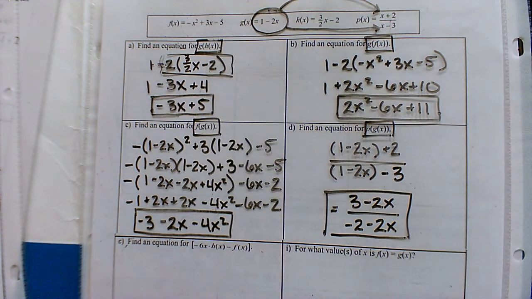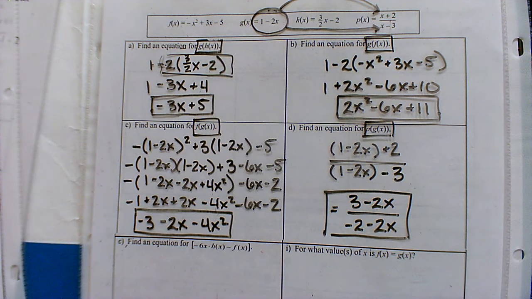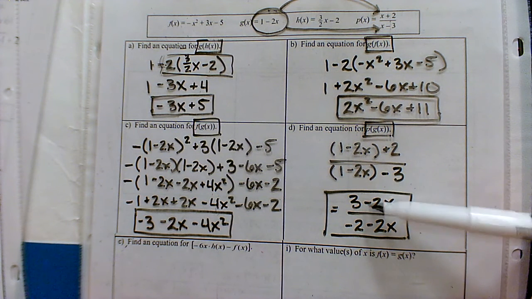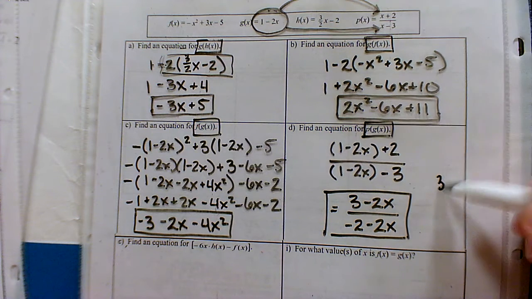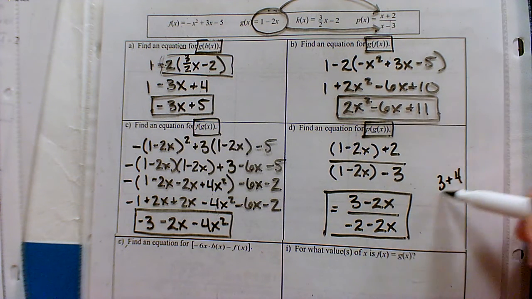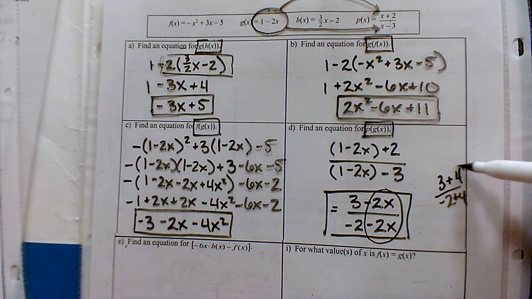Some of you might be thinking, well, I should be able to cancel out those negative 2's and those x's, right? Because technically one's up top and one's down below. But that's not how cancellation works in division if you are subtracting or adding things together. For instance, just as an example, if we had 3 plus 4 over negative 2 plus 4, these two things match, right?